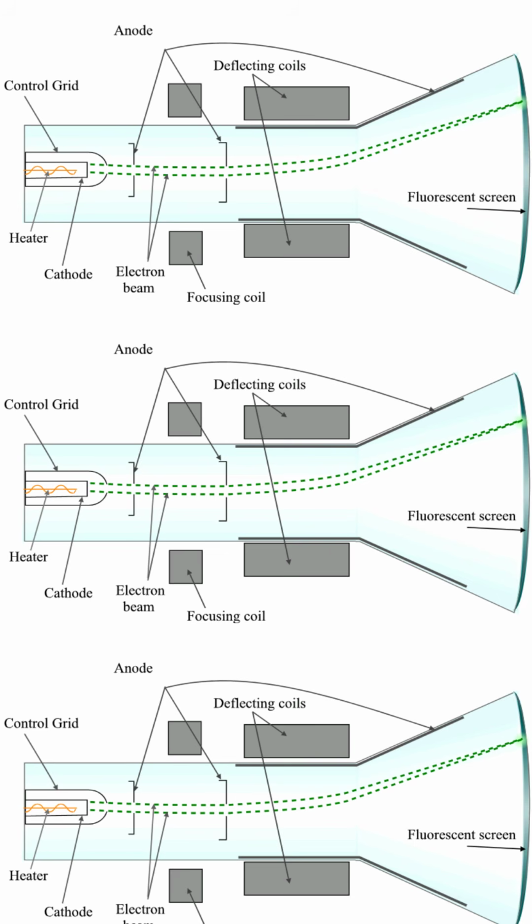The electrons that pass the grid are then subjected to a powerful electric field generated by a series of anodes, which are held at a very high positive voltage. This strong attraction rapidly accelerates the electrons to a tremendous speed and shapes them into a narrow, focused electron beam, represented by the green dashed line.